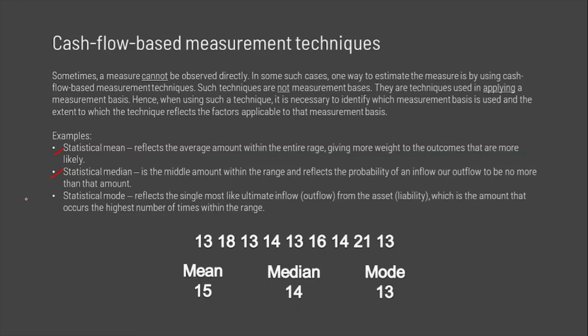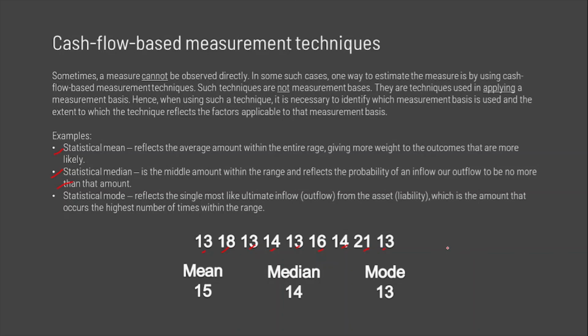Next is your statistical mode, or the most likely outcome. It reflects the single most likely outcome, or the single most likely ultimate inflow or outflow from the asset or liability, which is the amount that occurs the highest number of times within the range. So here we have a range of possible outcomes consisting of the following: 13, 18, 13, 14, 13, 16, 14, 21, and 13.